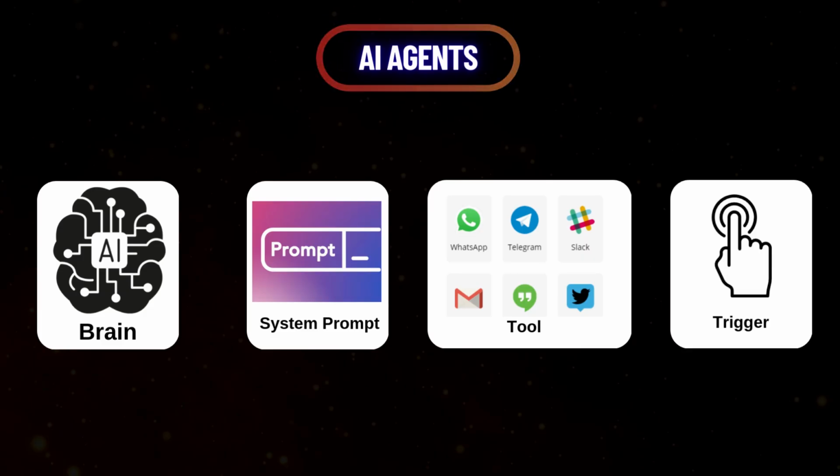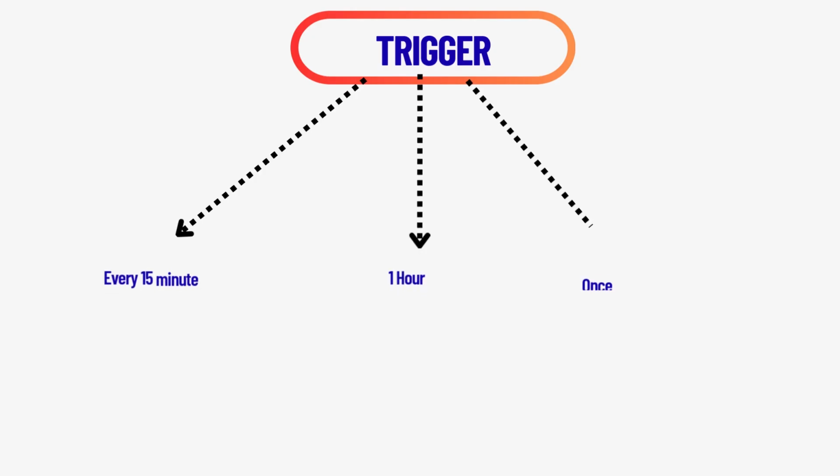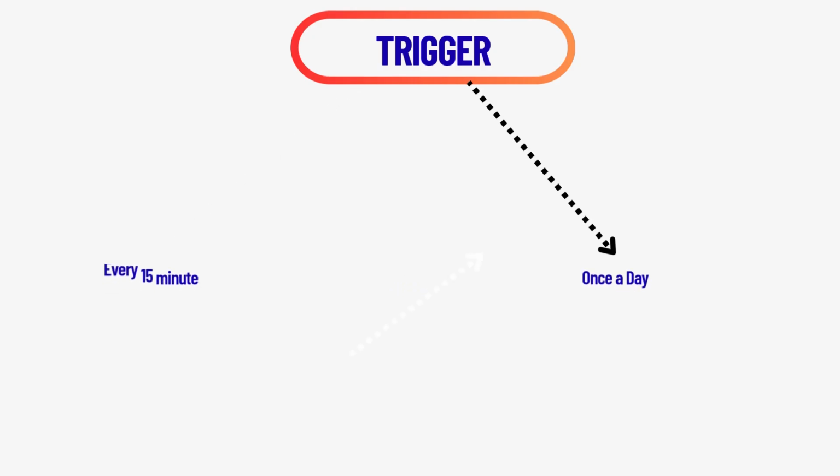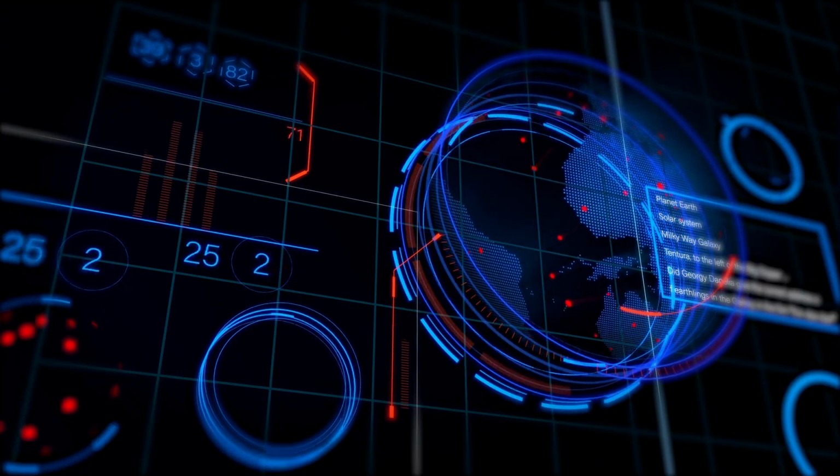Fourth is trigger. This tells the agent when to start. In our example, the trigger is when someone fills out the Google form. You can also set triggers based on a schedule, like every 15 minutes, 1 hour, or once a day. Now let's see how this looks in action.